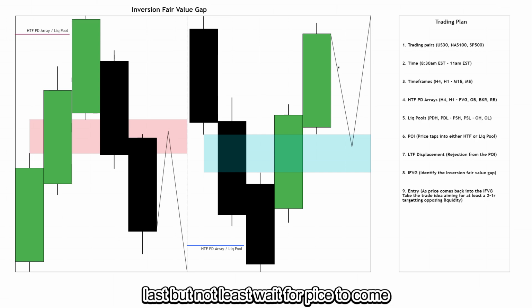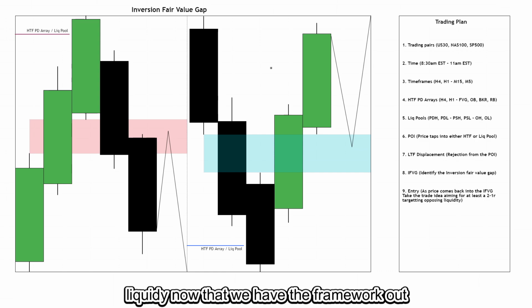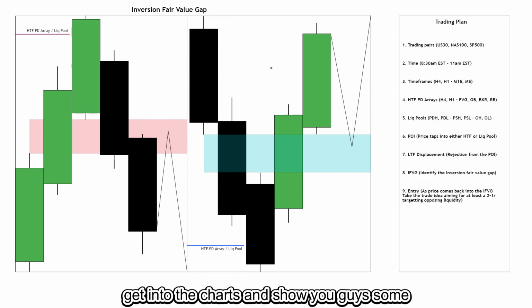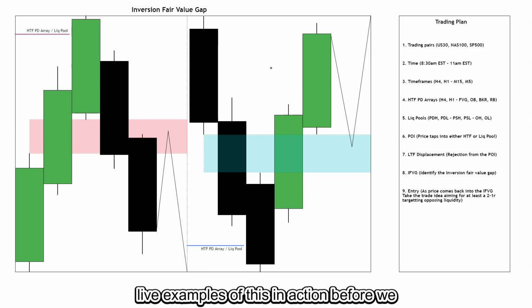2-to-1 R. Last but not least, wait for price to come into that inversion fair value gap level to then take the trade idea, aiming for at least a 2-to-1 R, targeting opposing liquidity. Now that we have the framework out the way as well as the trading plan, let's get into the charts and show you guys some live examples of this in action.